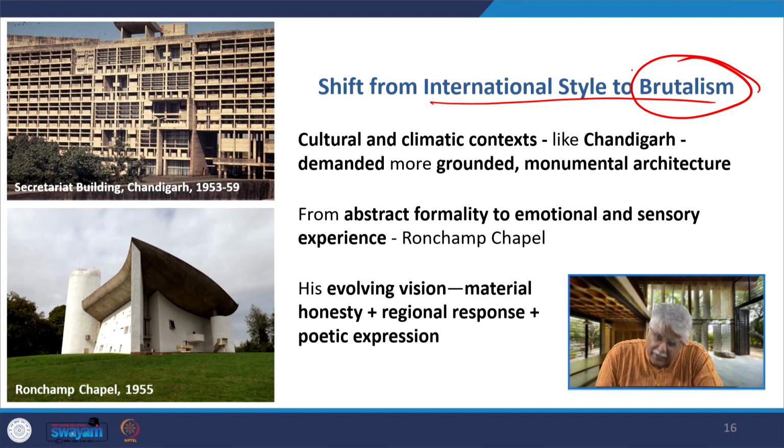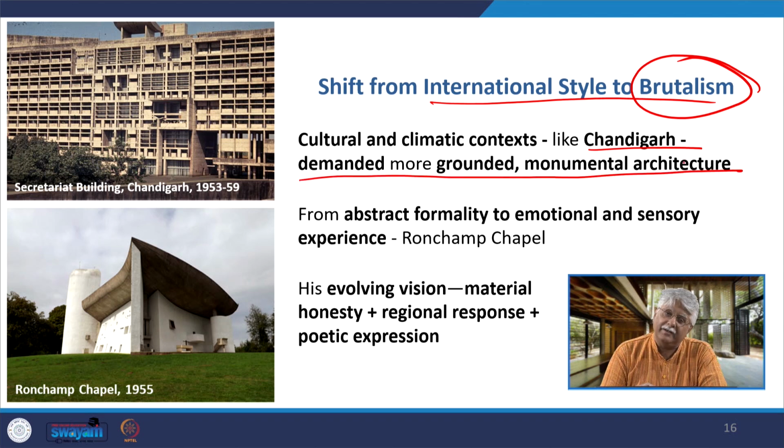Cultural and climatic context, for example in Chandigarh, demanded a more grounded monumental architecture. You see, he had already started working with this raw concrete in Unité d'Habitation and other buildings in France. And then, if you follow my series on modern Indian architecture, any one of you seen that, I've talked about it there, how he was contacted, how he got the opportunity to come and design Chandigarh.